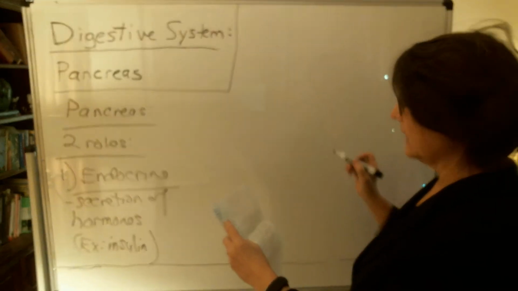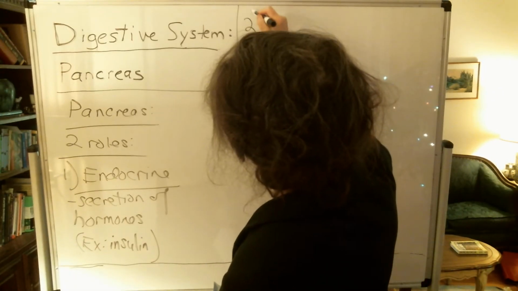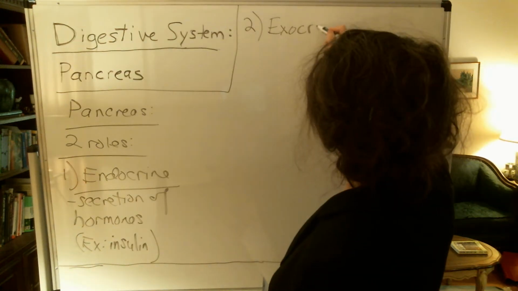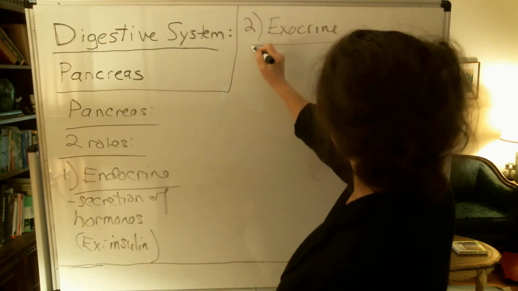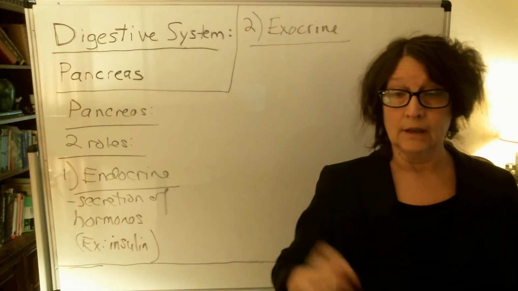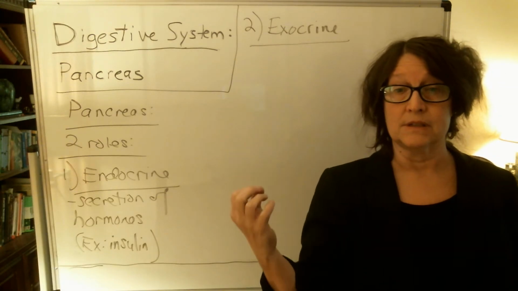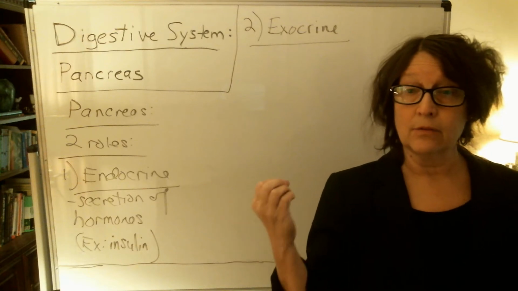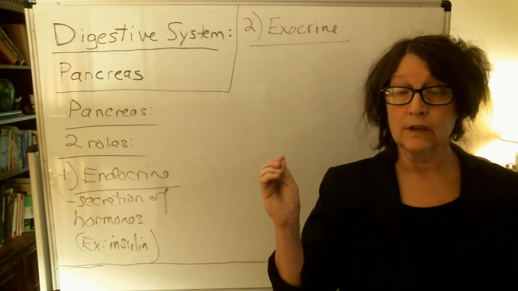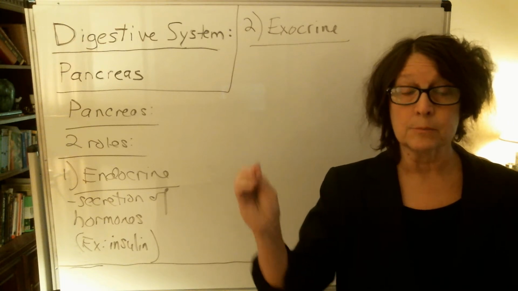What I'm going to be talking about today instead are the exocrine functions of the pancreas. Now remember, a gland secretes substances. That's all it really does. It's made of glandular epithelium. There are two types of glands. There are exocrine glands and there are endocrine glands.